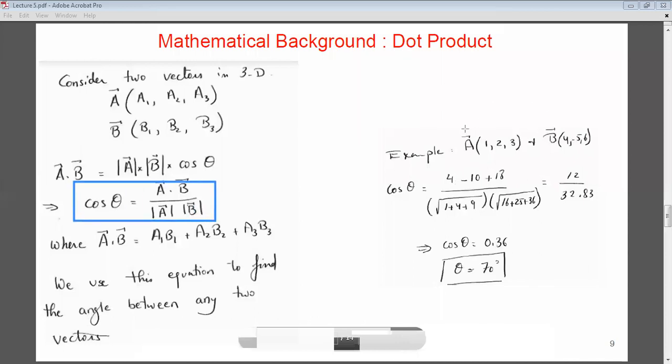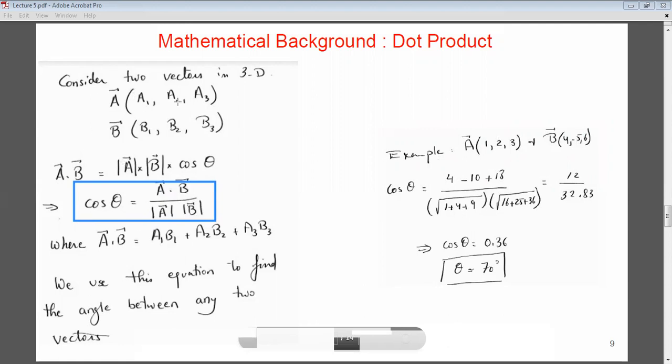So if I give you 2 vectors, for example, here A and B, and I tell you find the angle between them. So to find the angle between them, you have to find the dot product of the 2 vectors and you divide by the length of each of them. And what is the dot product of 2 vectors?